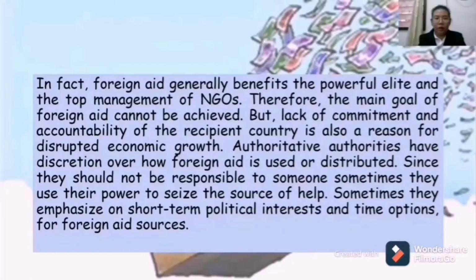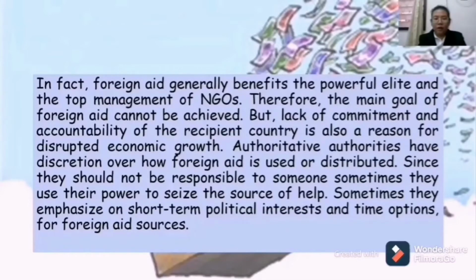Therefore, the main goal of foreign aid cannot be achieved, but the lack of commitment and accountability of the recipient country is also a reason for disrupted economic growth. So the authorities have discretion over how foreign aid is used and distributed, since they should not be responsible to someone.